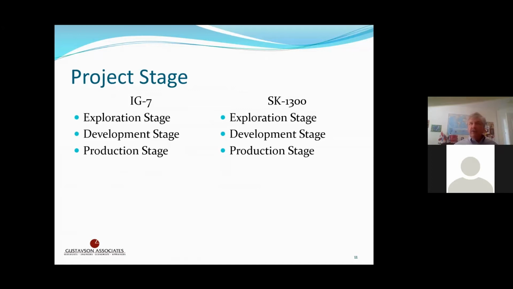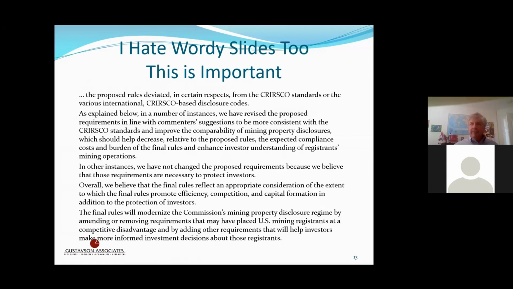However, the new standard is still just a little bit bony, not quite as bad as before, but it doesn't really give you all of the details you need. So this, I think, is important. This is quoted from SK 1300.